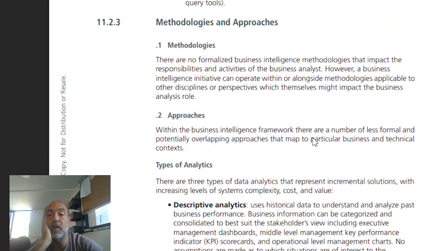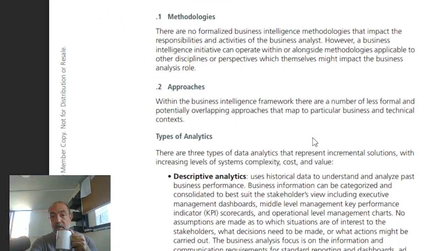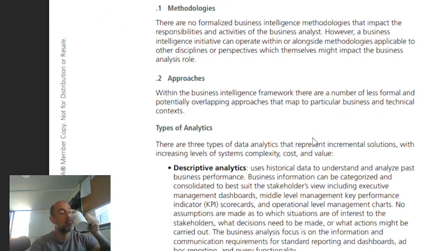And now here we are: methodologies and approaches. Woohoo! What are the methodologies? There are no formalized business intelligence methodologies that impact the responsibility and activities of the business analyst. However, a business intelligence initiative can operate alongside methodologies applicable to other disciplines and perspectives, which themselves might impact the business analysis role. So basically, as a business analyst, you use your brain and you decide how to approach things because there's nothing formalized. We are very much relying on your intuition.